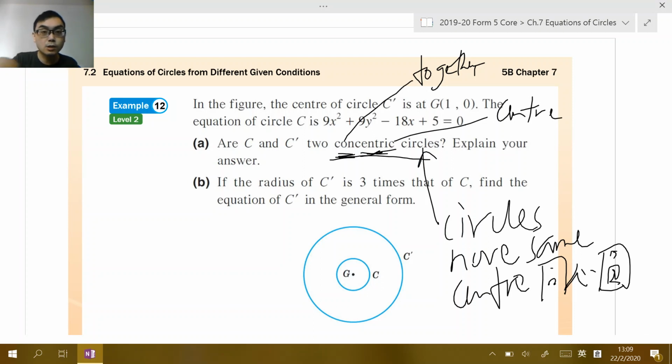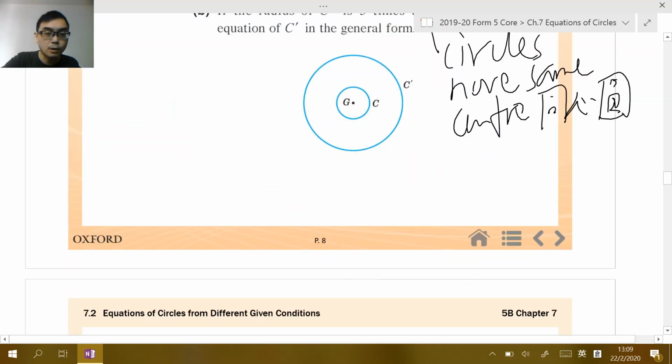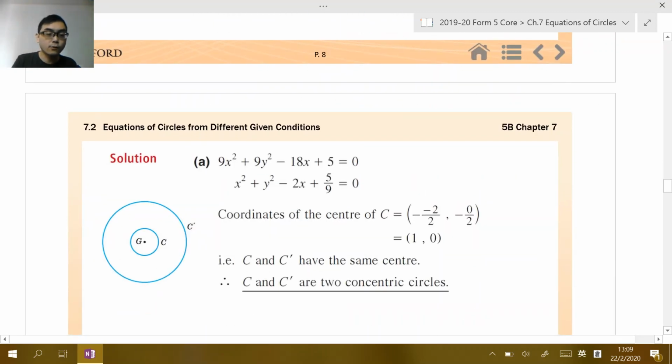So what you need to do is recall what you learned in the last clip: make it become the general form, and then you read the center simply from the general form. First of all, make it back to the general form. You have to divide by 9, because when we say the general form, it should start from x squared and y squared, with no coefficients other than 1 for x squared and y squared. So you have to remember to divide by 9 first. Then you can apply the formula.